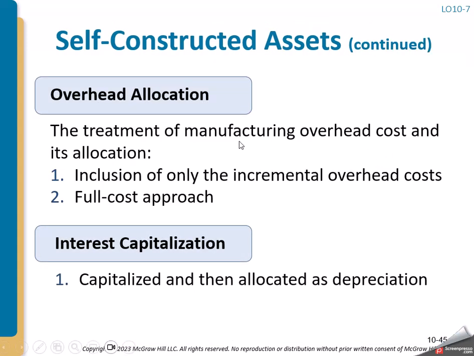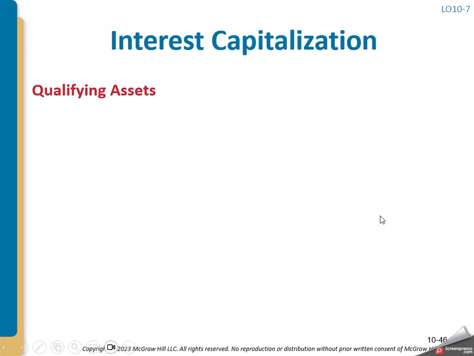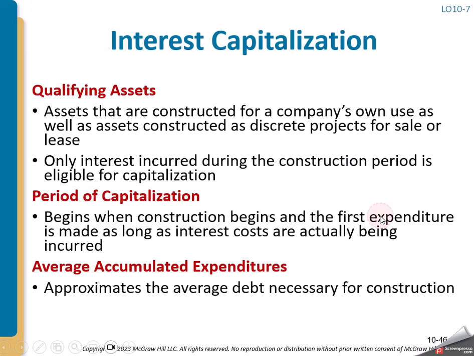So the overhead, we could allocate it by looking at our normal overhead costs: did they increase as we took on this project? So what's that incremental difference? Or we could do a full cost approach to allocate all the costs associated with that job or that project to it. Interest can be capitalized during the period of construction. It can begin with the first expenditure as long as interest costs are actually being incurred somewhere.